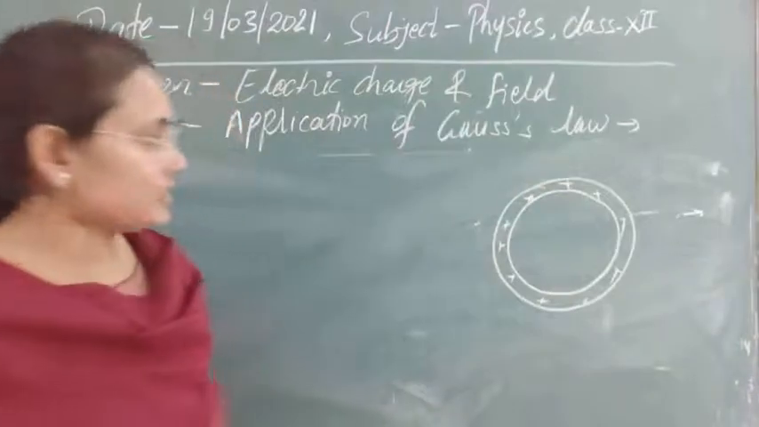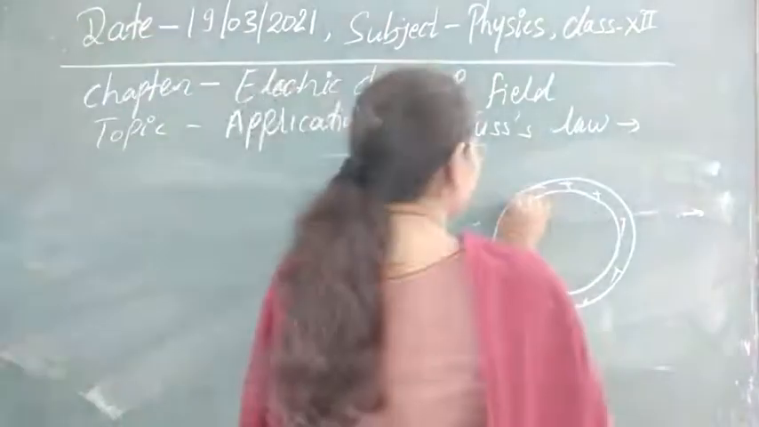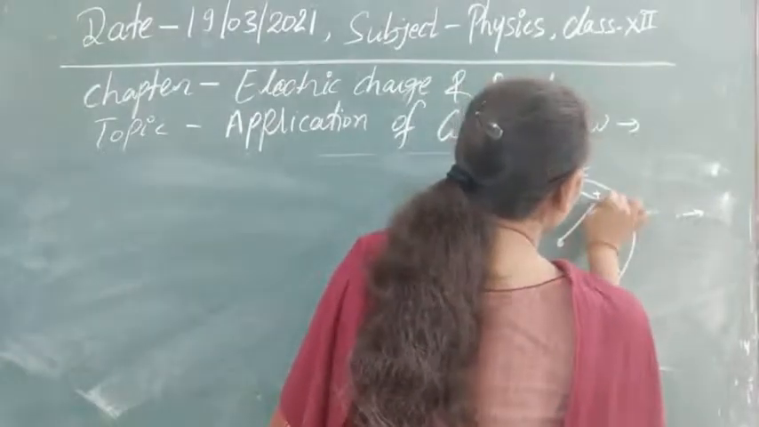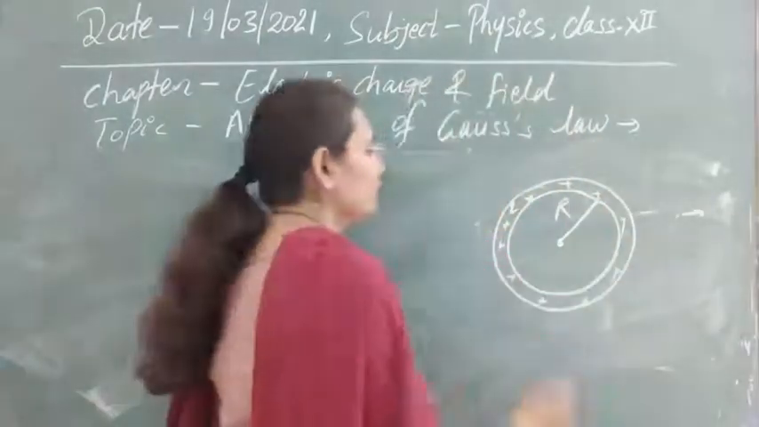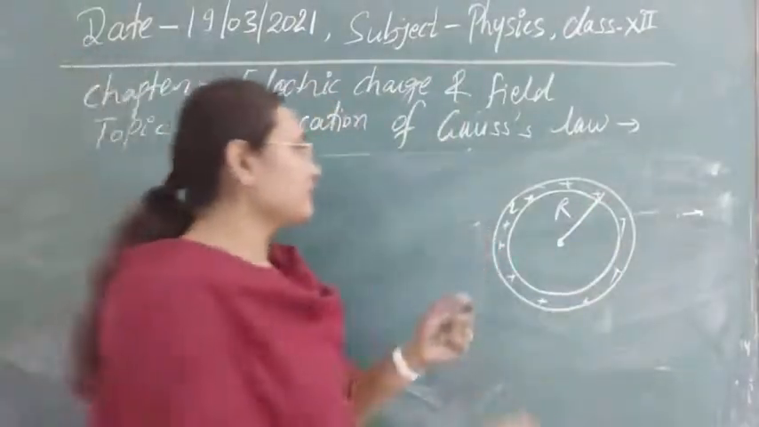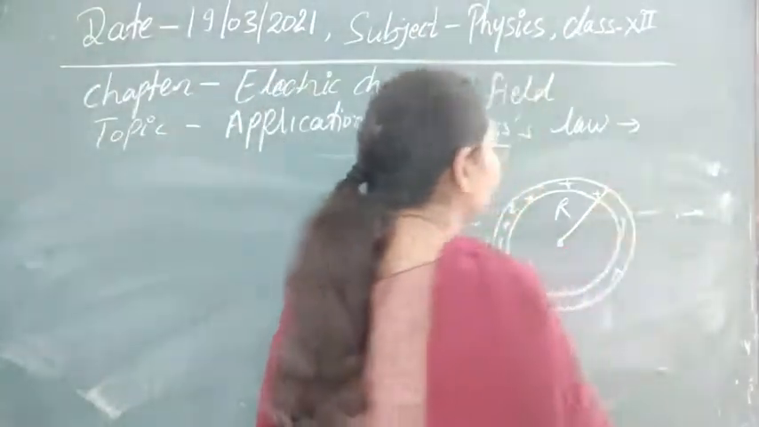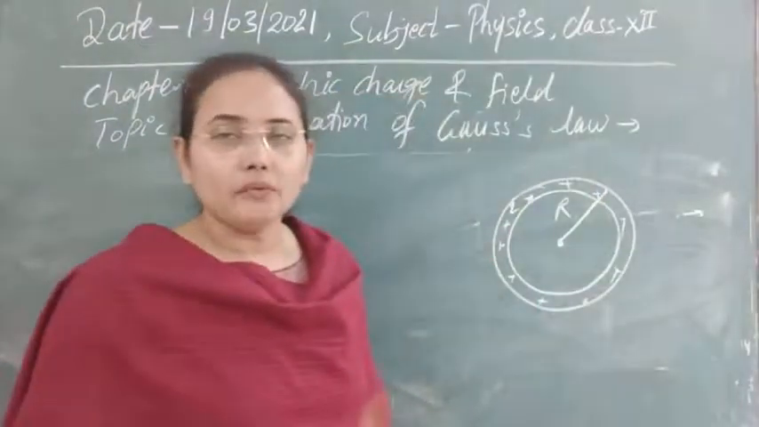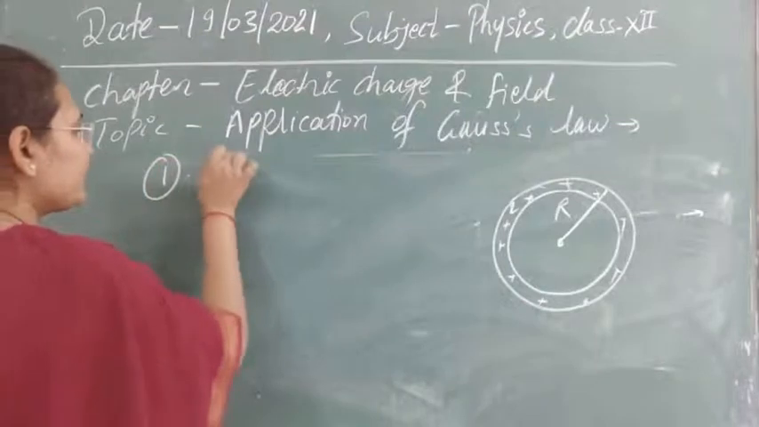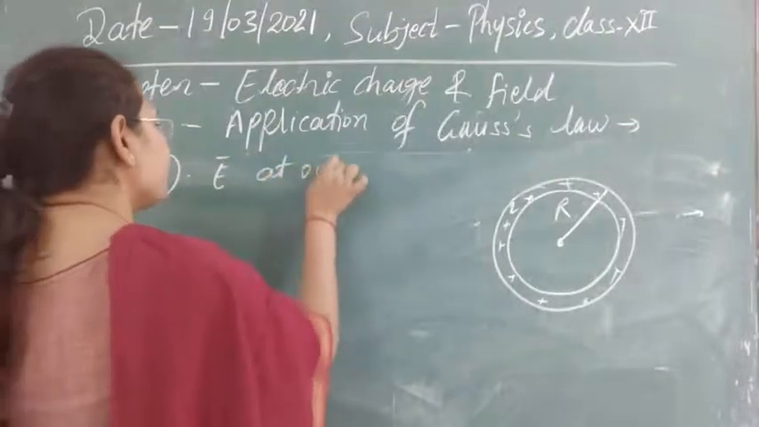So this is our charged spherical shell that we have just taken. Suppose Q charge is spread over this spherical shell, and the radius of this spherical shell is equal to capital R. This is a very thin spherical shell, so the radius of the outer surface is equal to R. Now the first condition: we have to calculate electric field outside the shell.